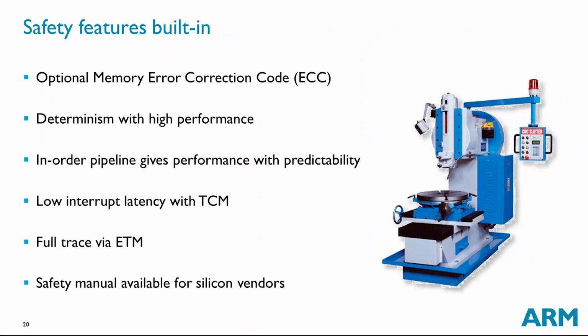For functional safety applications, the Cortex-M7 offers some key features like deterministic execution with high performance and an in-order pipeline, as well as optional memory error correction code, as I mentioned previously. The full instruction trace using the ETM, the Embedded Trace Macrocell, helps with debugging, and it also greatly simplifies the process of gathering the required data for certification purposes, as you can easily prove code coverage with ETM and the tools.